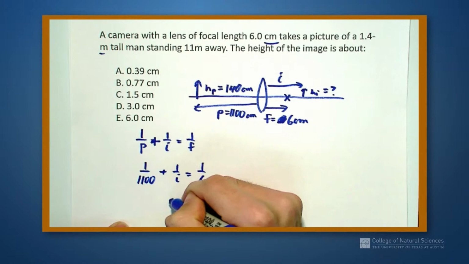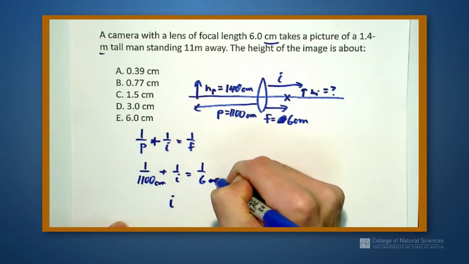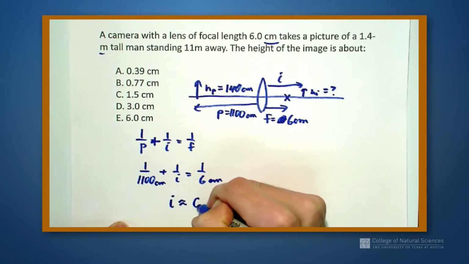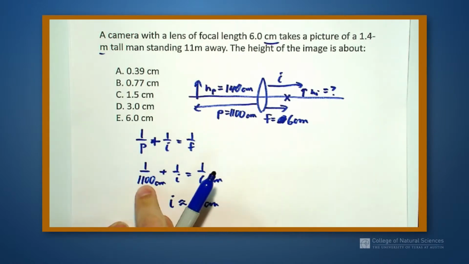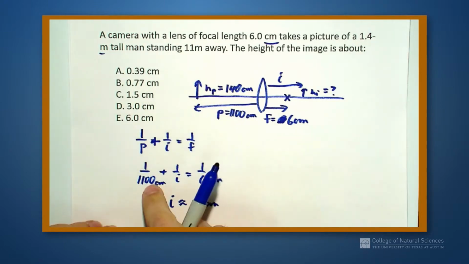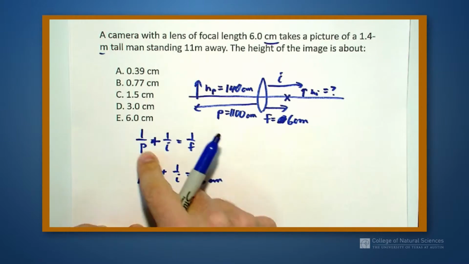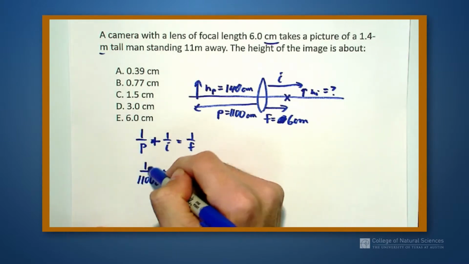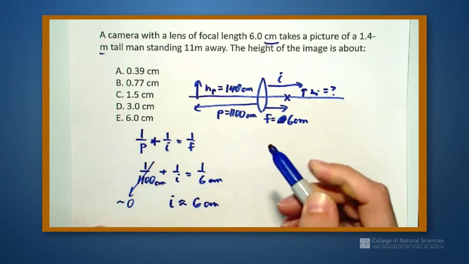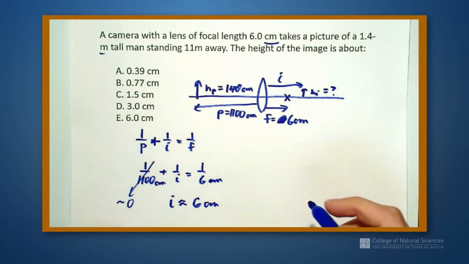And if I work out the math on this, i is approximately equal to 6 centimeters. This 1100 centimeters is quite far away compared to the 6 centimeter focal length. So this is essentially, this guy right here is essentially equal to 0. So i is approximately equal to 6 centimeters. It's not quite, but close enough.